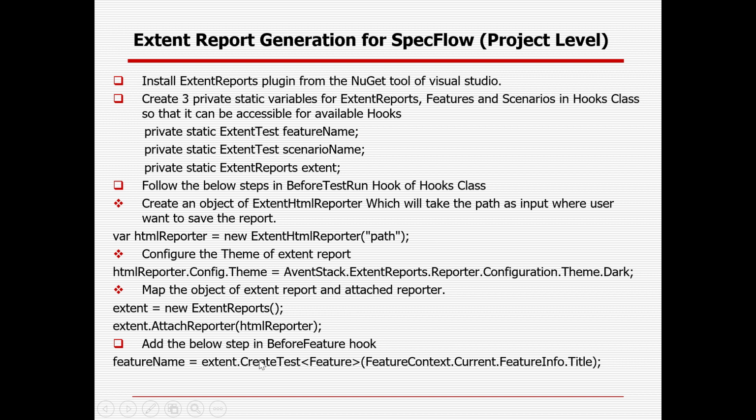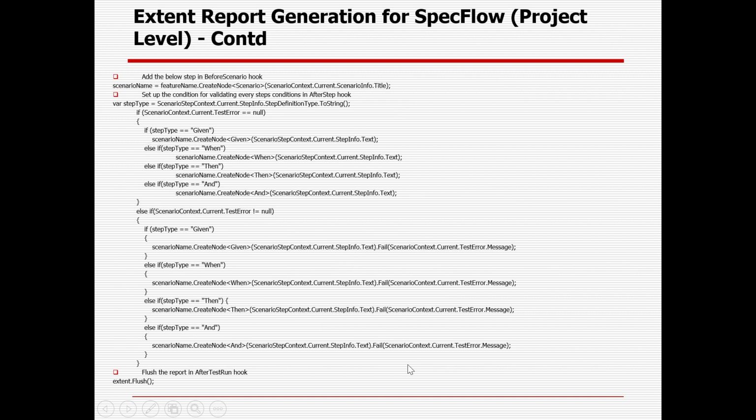As part of the third step, I need to go to the before features and I need to write the generic feature related step. As part of the fourth step, I need to go to the before scenario and I need to write the generic step for the scenario level. As part of the fifth step, I need to go to the after step, where I need to validate whether any kind of error is happening or not. In case there is no error, simply I will print the relevant step for each given, when and then condition. In case there is any error, which is error not equal to null, I will fail my test cases and I will print the error message.